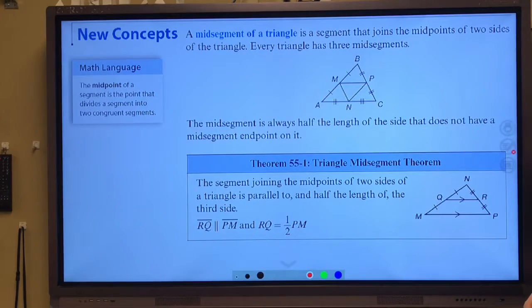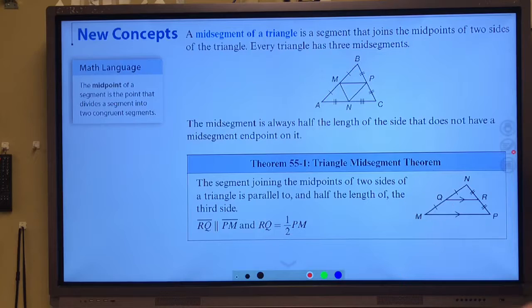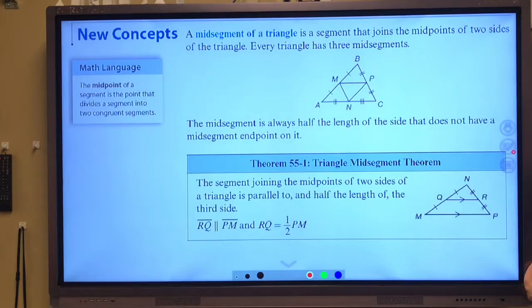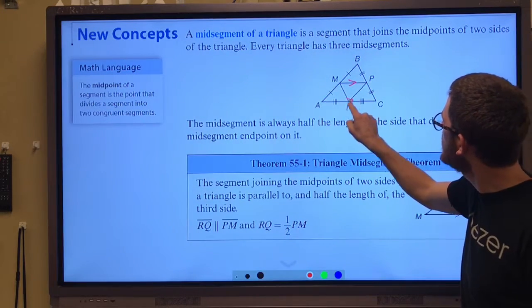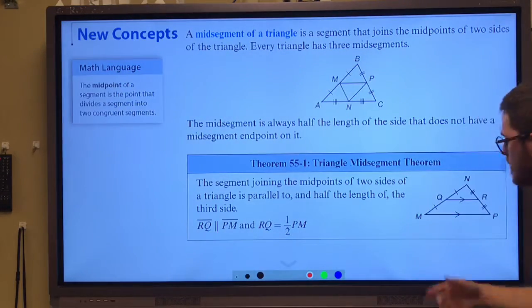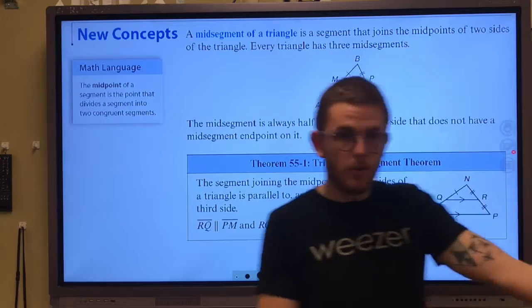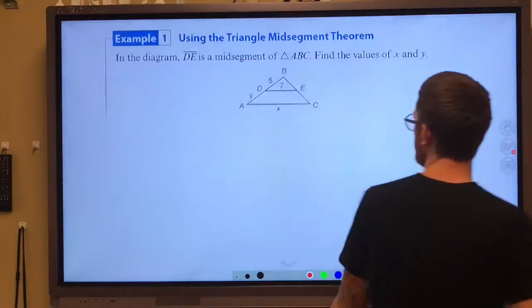The triangle mid-segment theorem says that if we look at the mid-segment on a triangle, the segment joining the midpoints of two sides of a triangle is parallel to and half the length of the third side. So not only is MP half the length of AC, but MP will also be parallel to AC. And yes, I do have a mid-segment triangle right there on my arm, so it's good stuff.